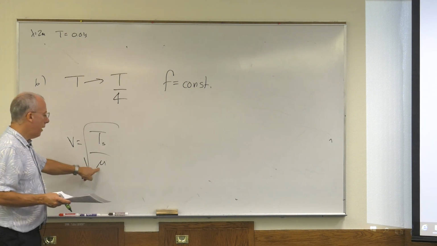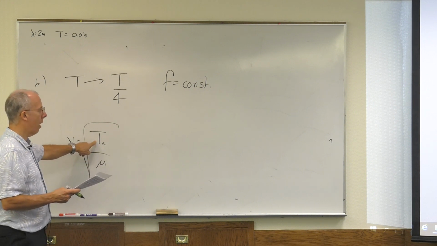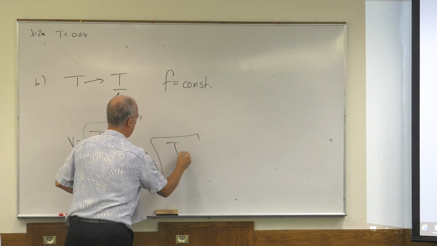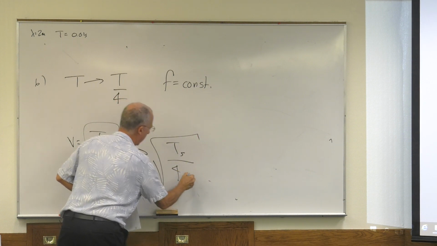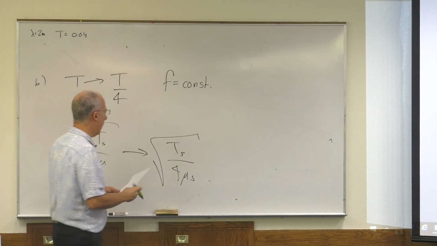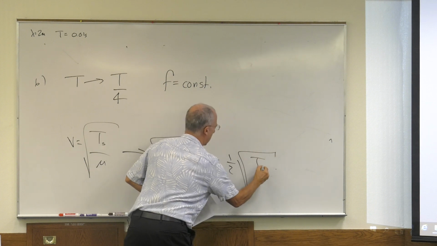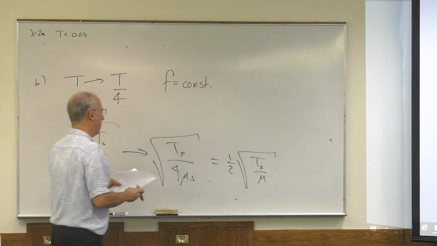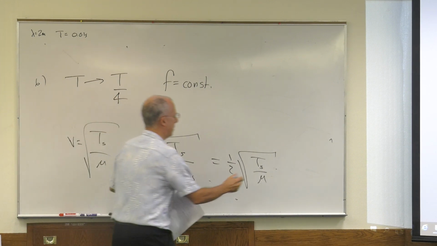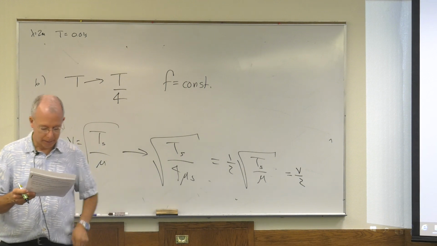So the linear mass density doesn't change, but this gets smaller by a factor of 4. So this becomes this, right? Because it became smaller by a factor of 4. But then that is the same thing as this. All right? So therefore, what's that? So the velocity is decreased by a factor of 2.